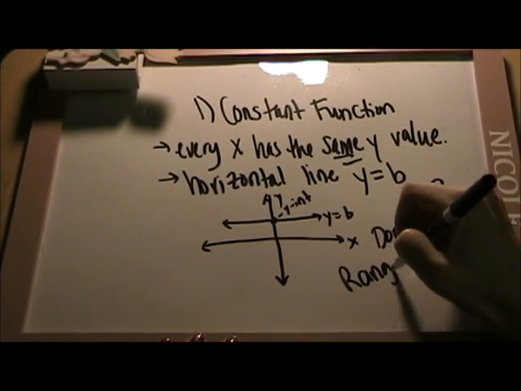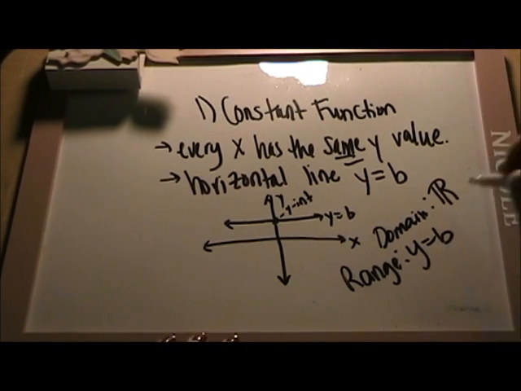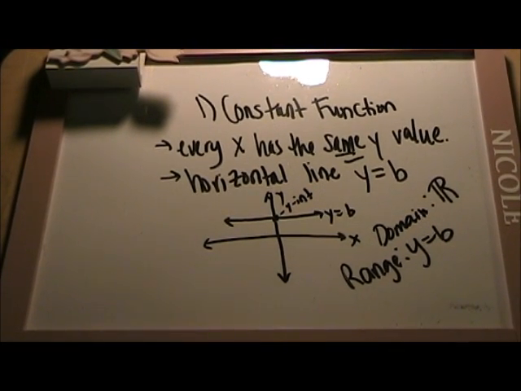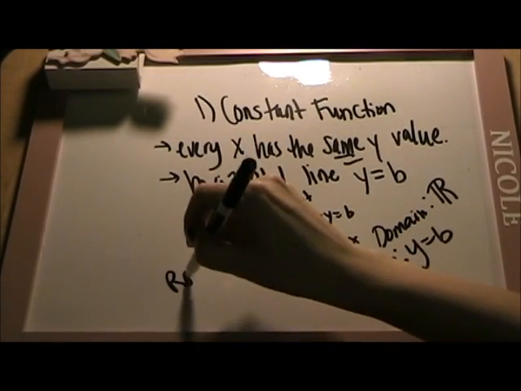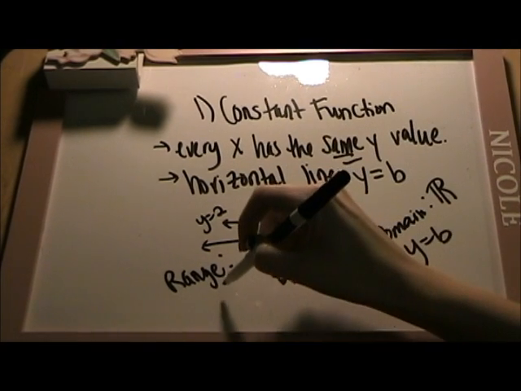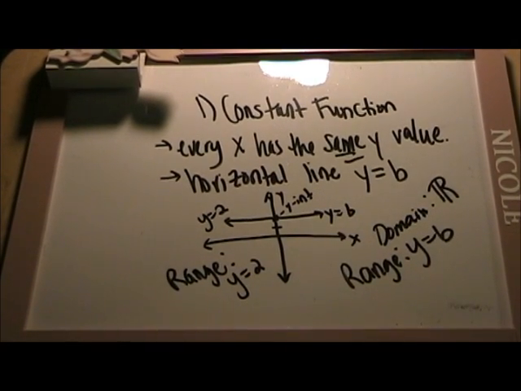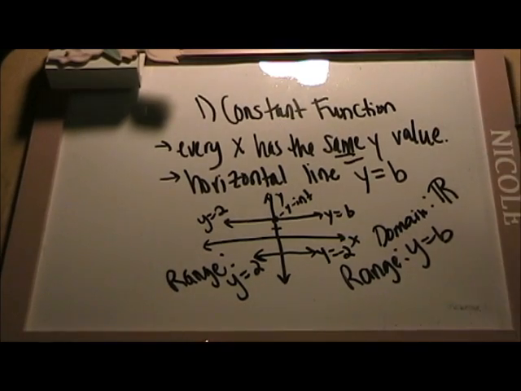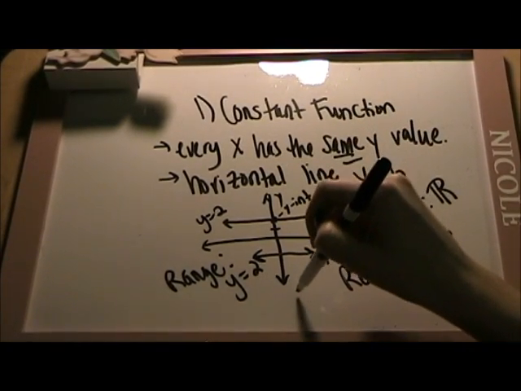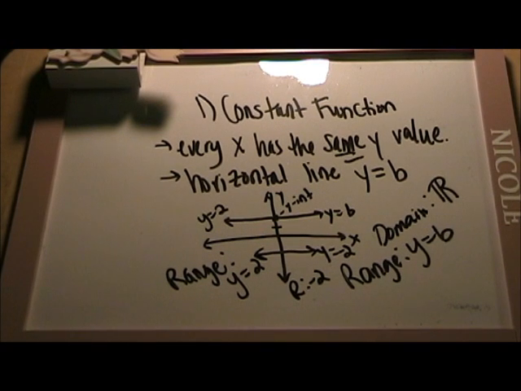The range is whatever that y value is equal to. So we could say that this line is y equals 2, so the range for this example would be y equals 2. If we drew a line down here, y equals -2, domain would still be all reals, but the range for that would be -2. Constant function.